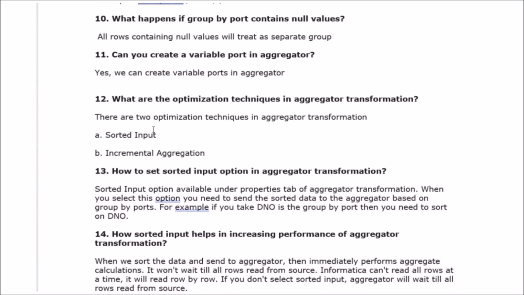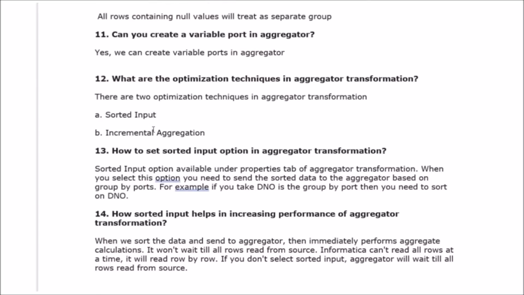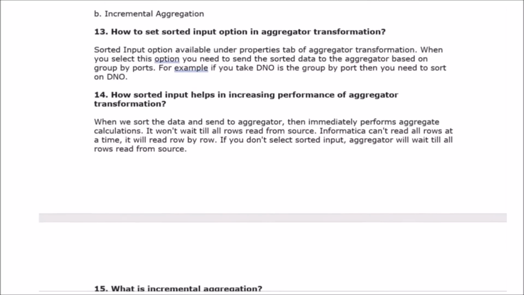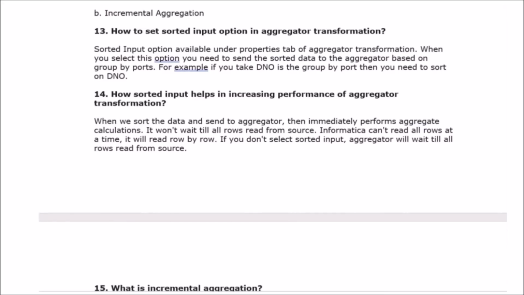The next question is, can you create a variable port in aggregator? Yes, we can create variable ports in aggregator. If you have a doubt, you can just try once in Informatica to see whether you can create the variable port in aggregator or not. So we have two optimization techniques for aggregator transformation. One is sorted input and the second one is incremental aggregation.